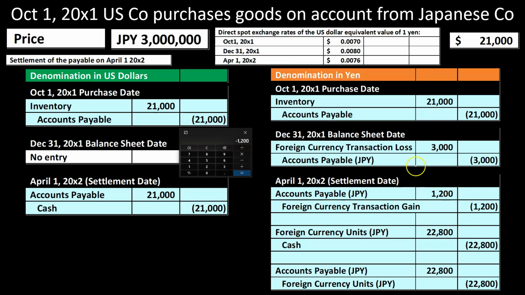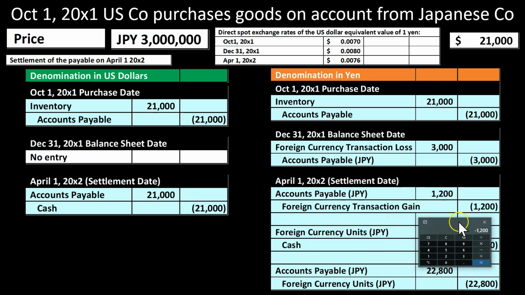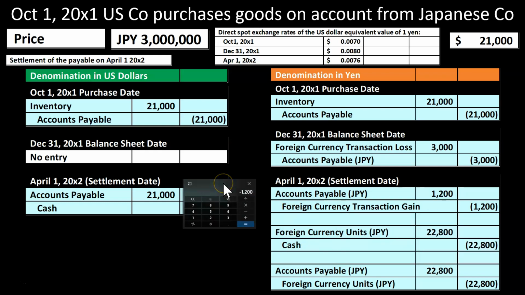That 1,200 now is going to be a gain. Why is it going to be a gain? Because last time 1 yen was worth $0.008. Now 1 yen is worth $0.0076. Therefore, the yen has gotten less strong. It's gotten weaker because it's gone down. There's less dollars you get for 1 yen. And therefore, we're going to be paying in yen, something that has now gotten weaker since before. And we're going to be paying in that unit. That's good to us because now we're going to be paying something that has less purchasing power than it did before. So now we're going to say, all right, now the accounts payable is going to go down.